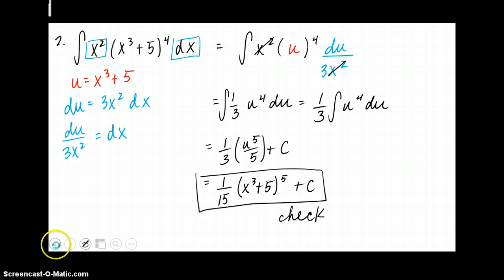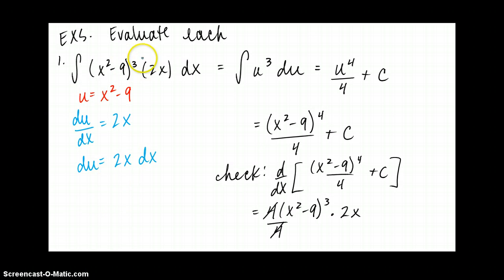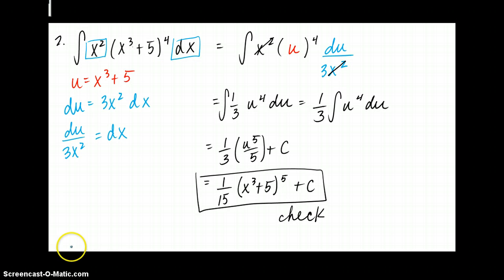So how's this different from the first example? When I went to make my replacement for du, I have exactly what I need. I had 2x times dx. So I was able to make that very direct substitution. On this problem, though, when we took the derivative, it was 3x squared. All we had in our integrand was an x squared and a dx. So we had to account for this coefficient here and make sure it reflected correctly in the substitution.